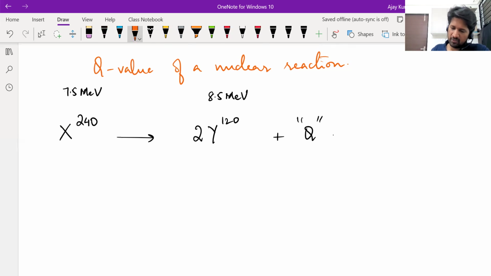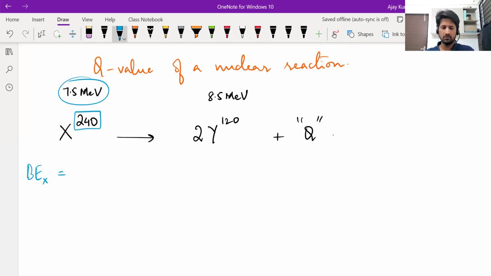Now this 7.5 mega electron volt is binding energy per nucleon. Now X has 240 nucleons. So the total binding energy of X is 240 into 7.5. How much is 240 into 7.5? 1800 mega electron volts is the binding energy of one nucleus of X.